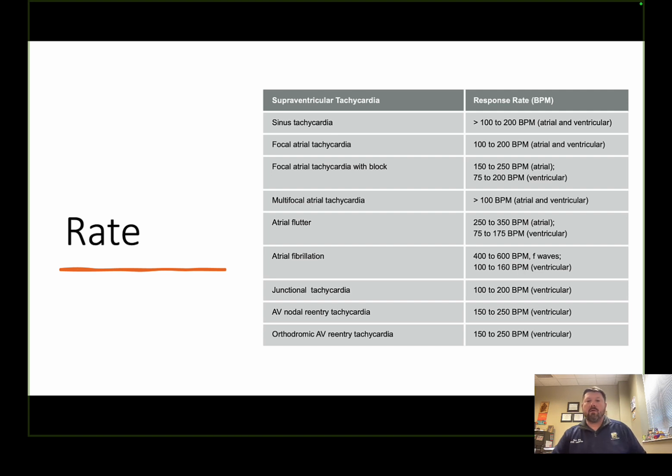For example, in focal atrial tachycardia, the atrial rates are usually found between 100 and 200 beats per minute. However, they can occur anywhere between 100 and 300 beats per minute. On rare occasions, rates of up to 400 beats per minute have been documented.